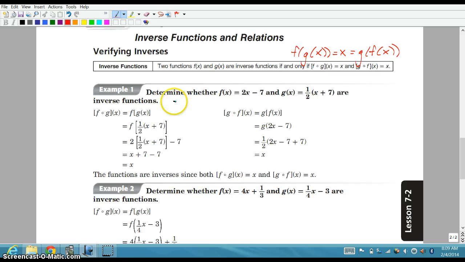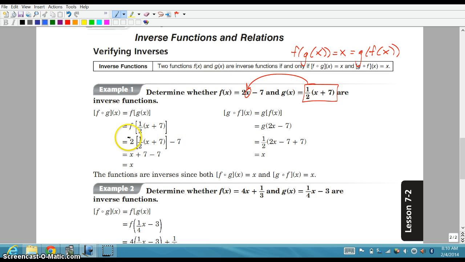In the first example, determine whether f of x equals 2x minus 7 and g of x equals 1/2 times the quantity x plus 7 are inverse functions. So we start with f of g of x. Substituting g of x, 1/2 quantity x plus 7, in for x into the f function is what we'll do here. So we'll take this 1/2 times the quantity x plus 7, substitute it in for x, so 2 times that quantity minus 7, and then do our math from there.